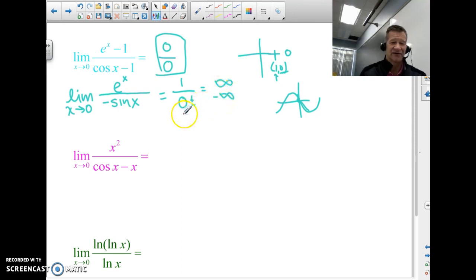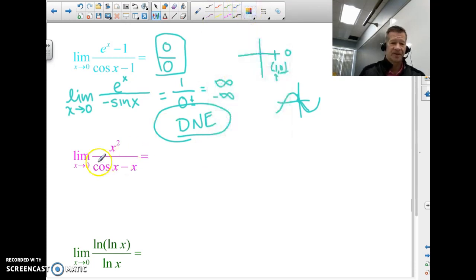Well, if I'm approaching different things from two sides, we say this limit does not exist. Okay, so it still doesn't always work out great. We've got a form here where I don't know what 1 over 0 is, but I know 1 divided by something really tiny will be something really big. Okay, let's try the next one here.